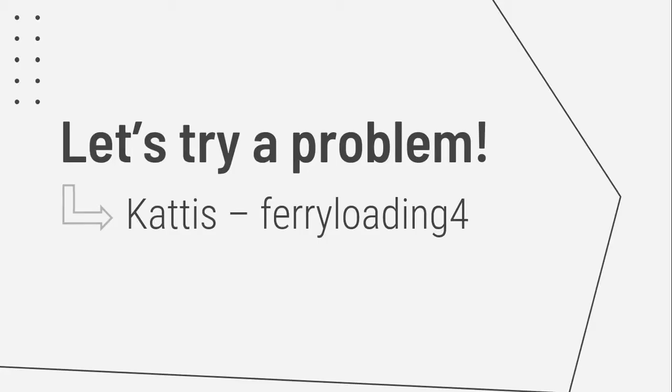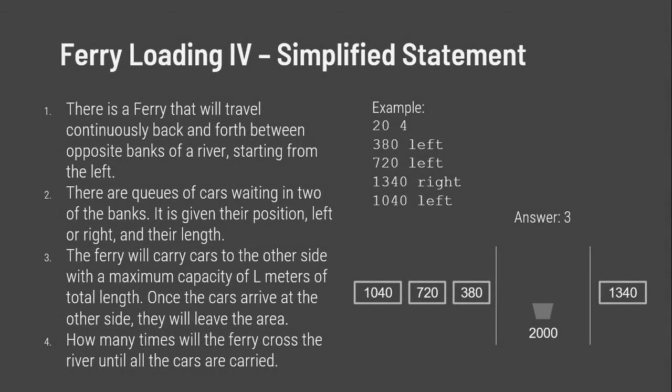Now let's try a problem. This time the problem is taken from Kattis ferryloading4. Feel free to try it, link will be down in the description below. So, the simplified statement is as the following. There is a ferry that will travel continuously back and forth between opposite banks of a river, starting from the left. There are queues of cars waiting in two sides of the banks, one on the left and one on the right. It is given their position, which is either left or right, and their length.